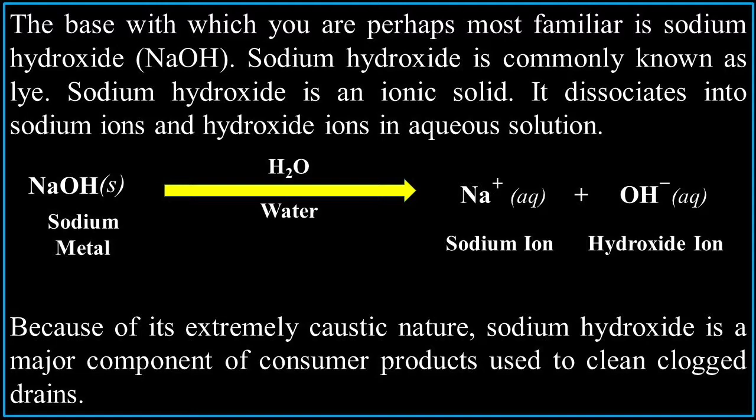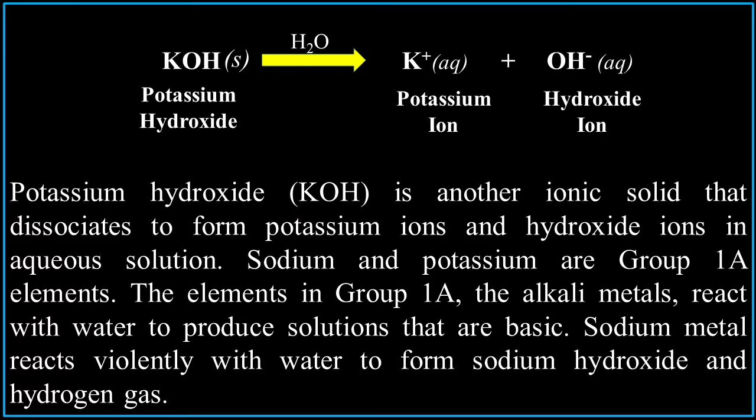Because of its extremely caustic nature, sodium hydroxide is a major component of consumer products used to clean clogged drains and can cause severe burns if not used properly. Potassium hydroxide, KOH, is another ionic solid that dissociates to form potassium ions and hydroxide ions in aqueous solution. Sodium and potassium are group 1A elements. The elements in group 1A are just group 1, universally.